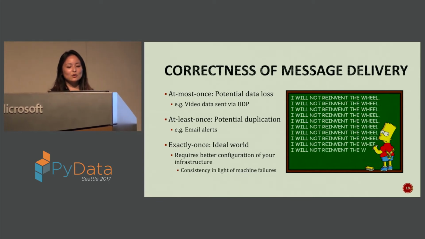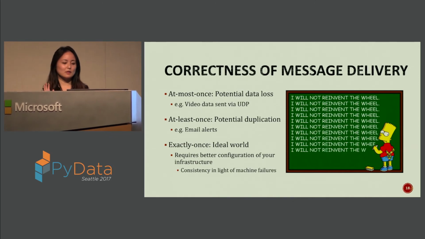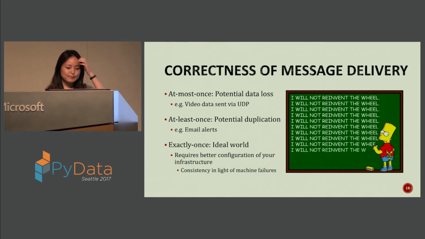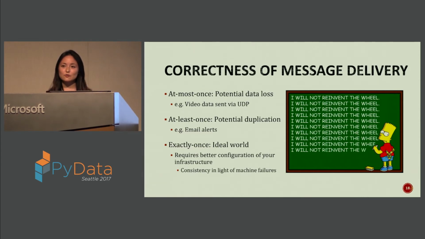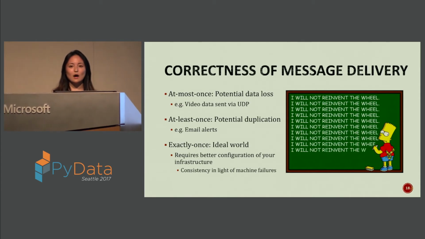The most ideal world is exactly once delivery. Basically, you send an email or a message and the other end receives it exactly one time. However, exactly once can be a little bit challenging to implement. It usually requires better configuration of your infrastructure. One thing you want to make sure of is, sometimes your machine fails, so how can you guarantee the consistency when a new machine comes up?